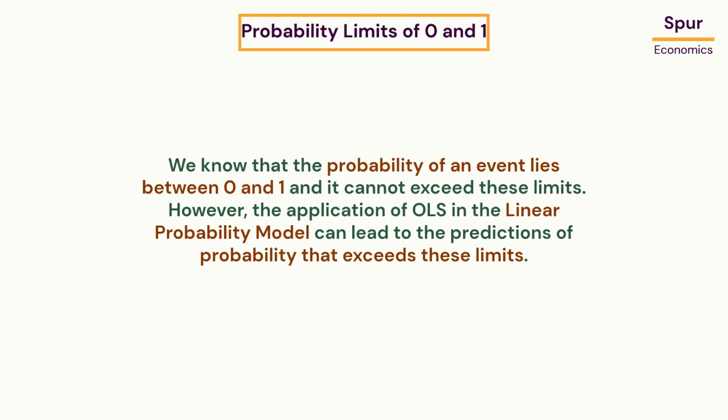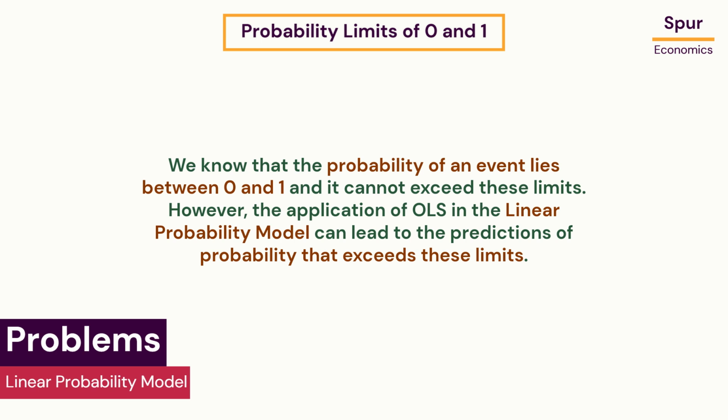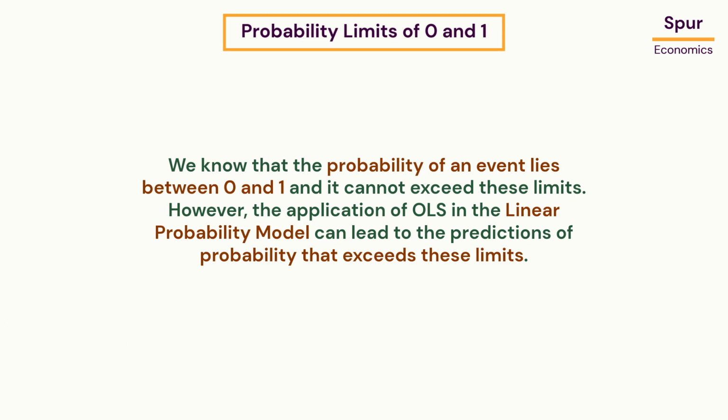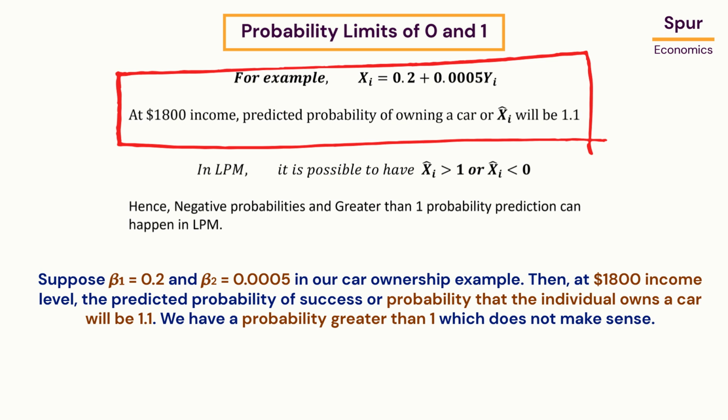We know that the probability of an event lies between 0 and 1 and it cannot exceed these limits. However, the application of OLS in the linear probability model can lead to predictions of probability that exceed these limits. Suppose beta 1 is estimated to be 0.2 and beta 2 is 0.0005 in our car ownership example. Then, at $1,800 income level, the predicted probability of success or probability that the individual owns a car will be 1.1. We have a probability greater than 1 which does not make sense.